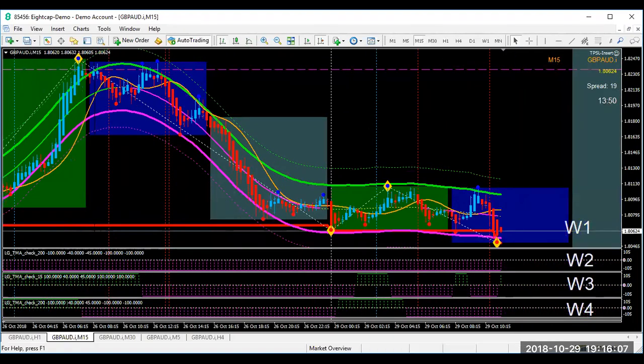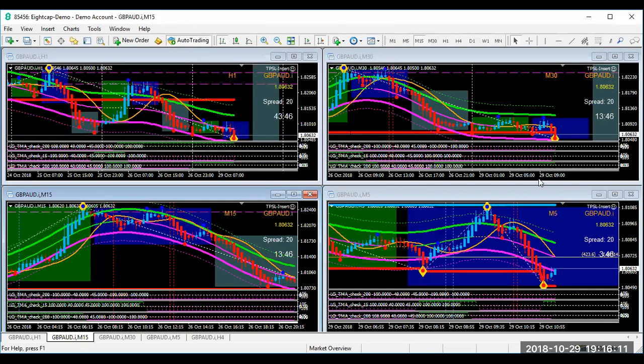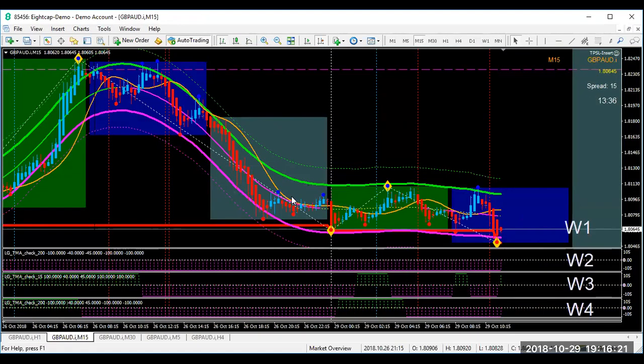on the M5, M15. Yeah, we can have a look at this after we finish.